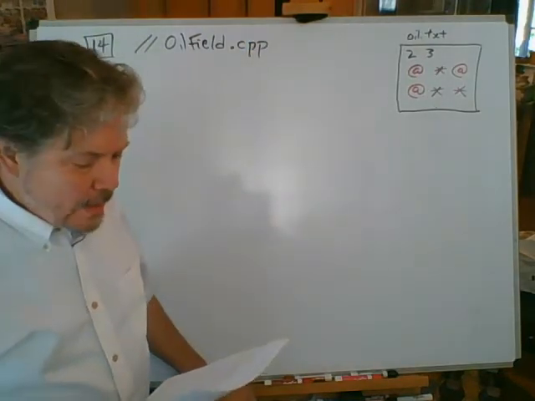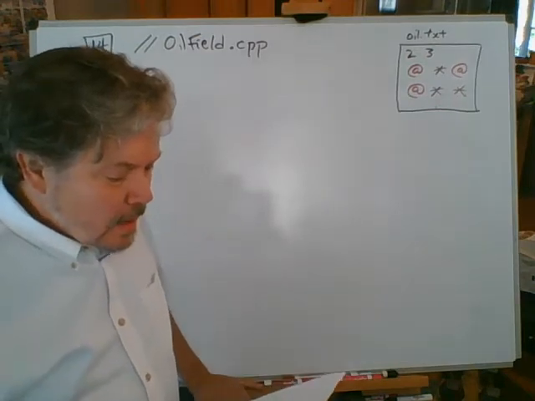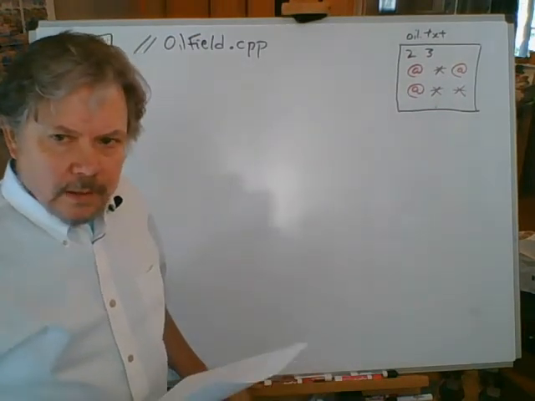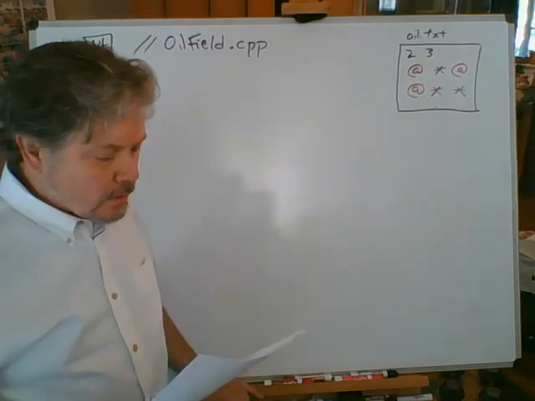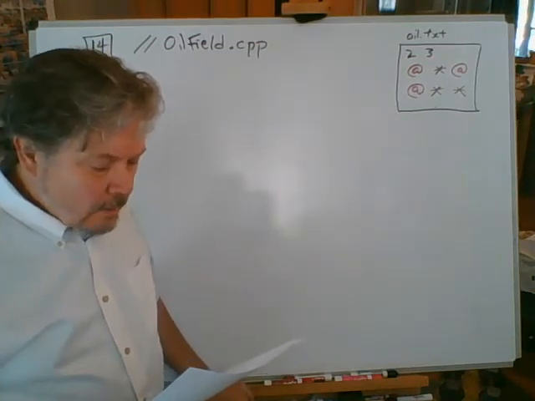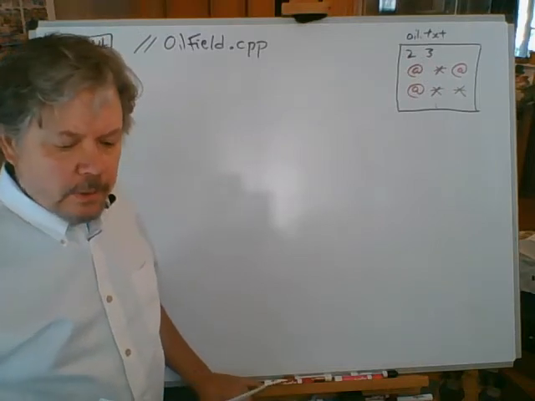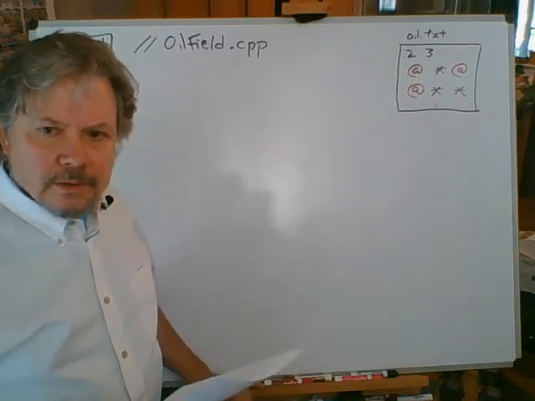Let's see what we got. Comments at the top, of course, we've got to include oilfield.h, the header file, the interface. Constructor, destructor on lines 11 and 12. Not much to see here. That's just empty curly brackets at the end of the line because neither one of those has to do anything.